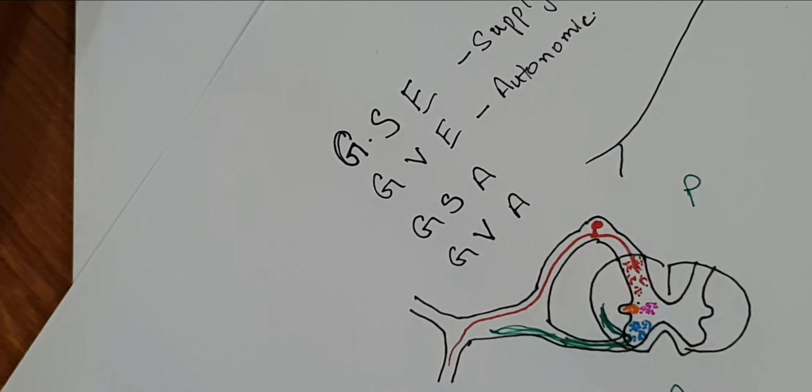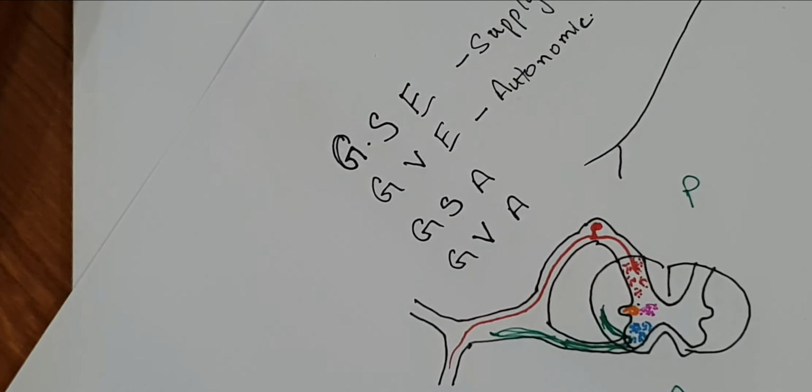So this is the end of the video. I have completed the functional components of the spinal nerve. In the next video, I'll discuss the functional components of the cranial nerves.